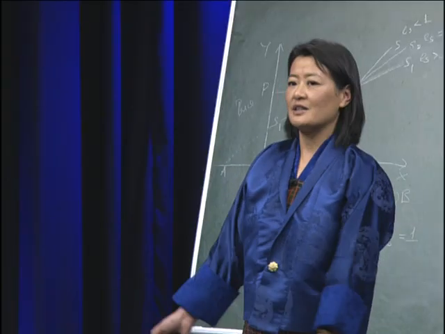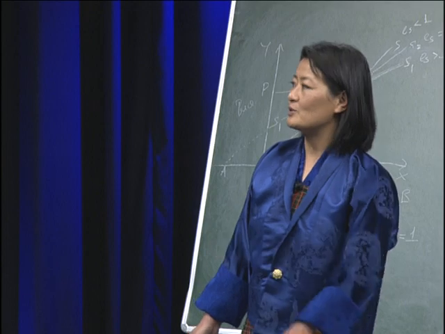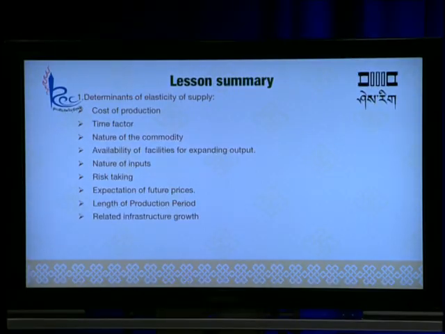And with this method, we come to the end of today's lesson. But before ending the lesson, let us look into the lesson summary. Let us look into what we have learned in today's lesson. The first one is we looked into determinants of the elasticity of supply. We looked into 10 different factors that influence the elasticity of supply.